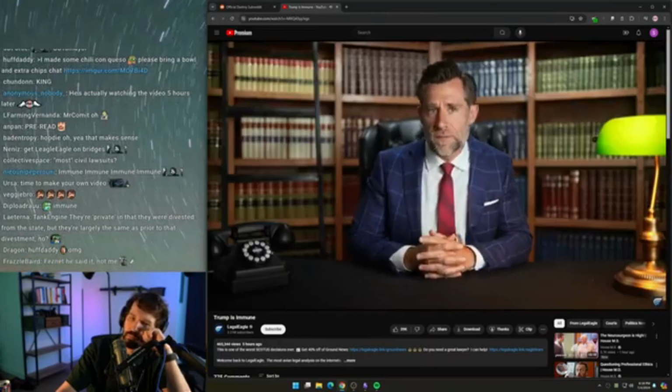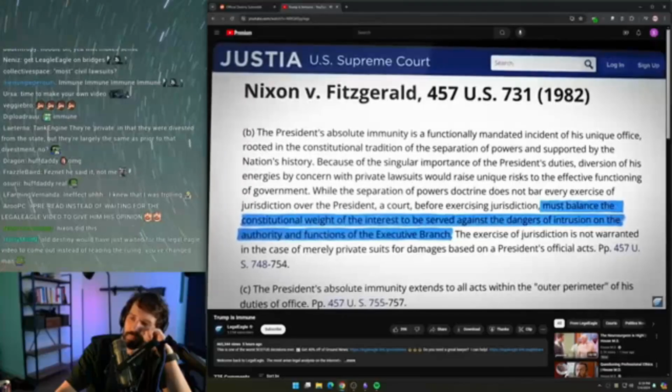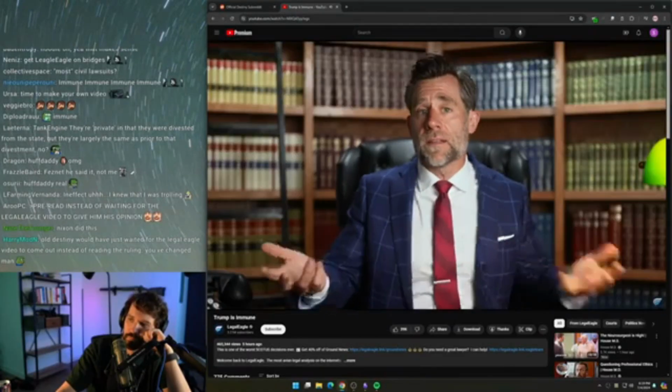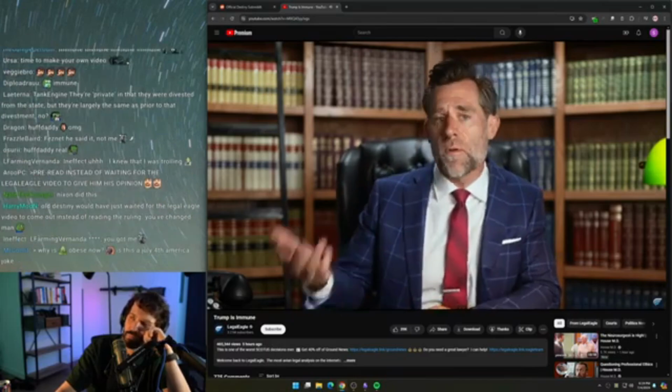To determine whether a particular type of suit against a president or former president could be heard, a court must balance the constitutional weight of the interest to be served against the dangers of intrusion on the authority and functions of the executive branch." Indeed, in Clinton versus Jones, the Supreme Court found that under that rubric, the president does not have immunity from civil suits for conduct before they became president.